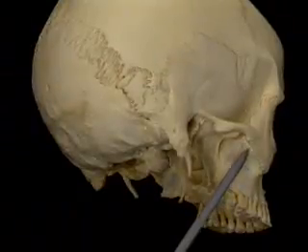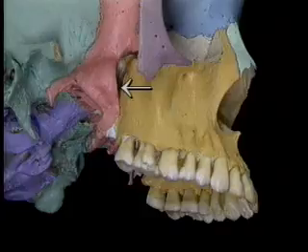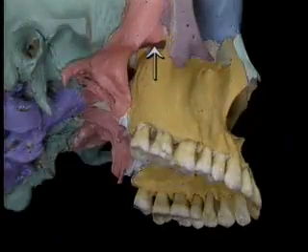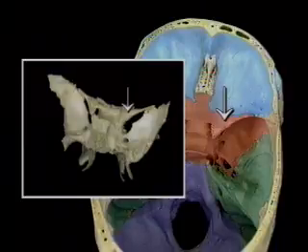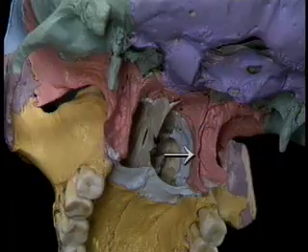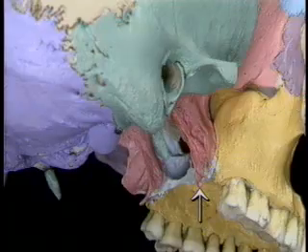and the infratemporal fossa. Here's the pterygomaxillary fissure and the inferior orbital fissure. On the sphenoid bone, here's the lesser wing, the greater wing, and the pterygoid plates, medial and lateral. Here's the pterygoid fossa. Here's the hamulus.